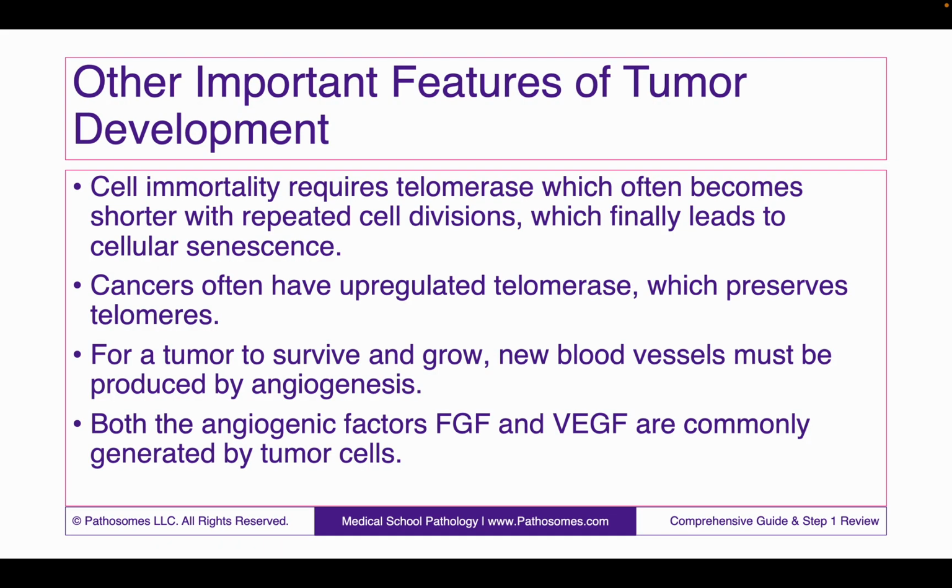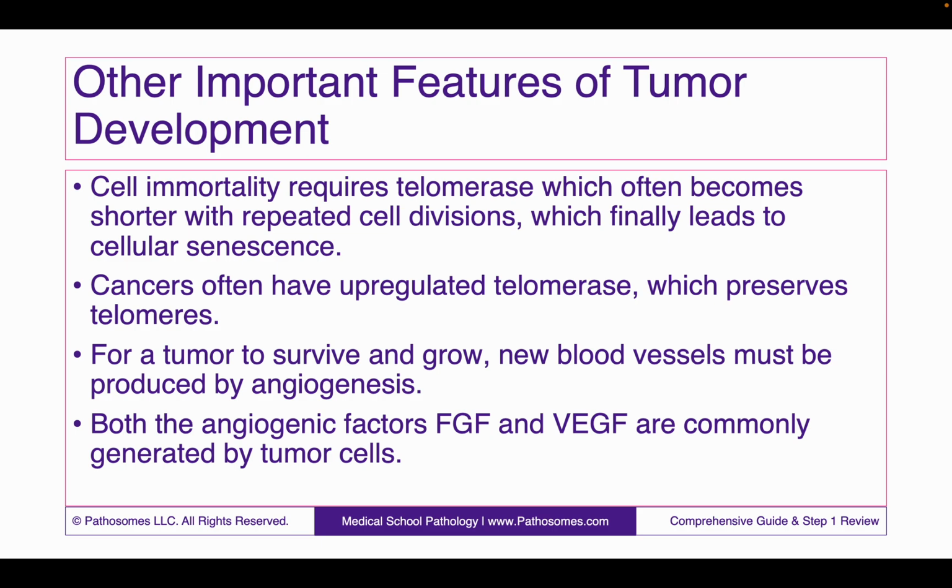Other important features of tumor development. Cell immortality requires telomerase, which often becomes shorter with repeated cell divisions, which finally leads to cellular senescence. Cancers often have upregulated telomerase, which preserves telomeres. For a tumor to survive and grow, new blood vessels must be produced by angiogenesis.